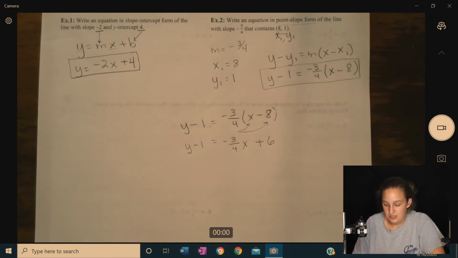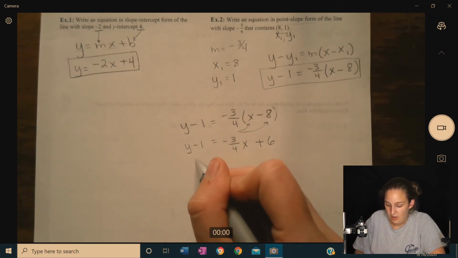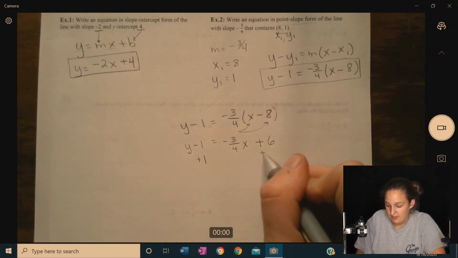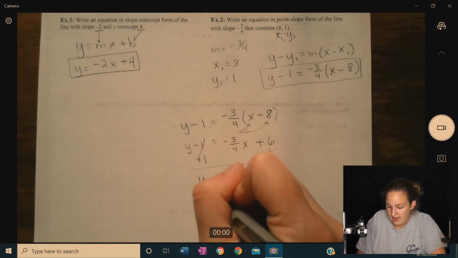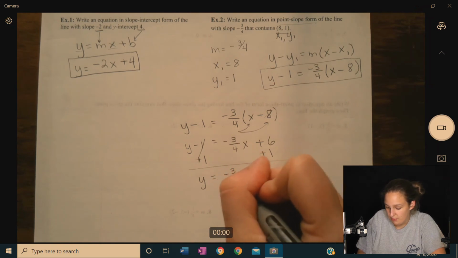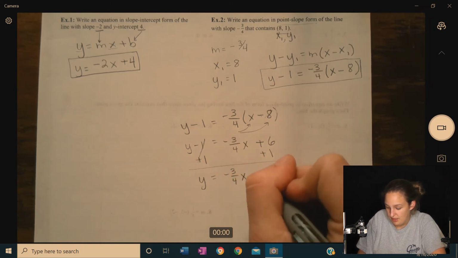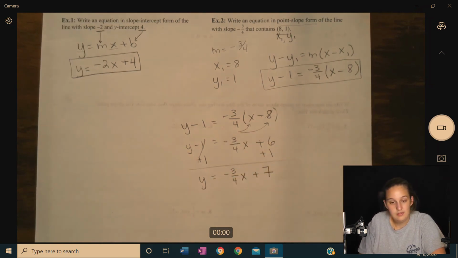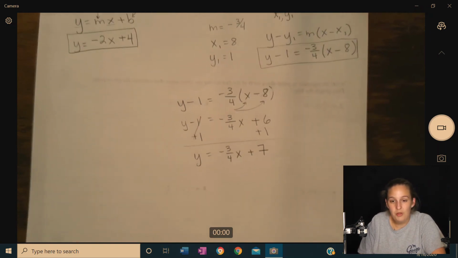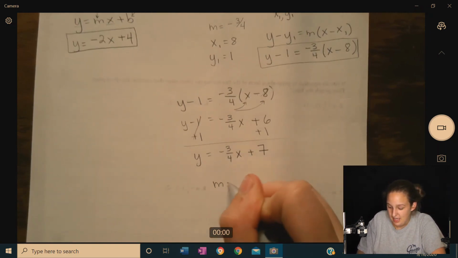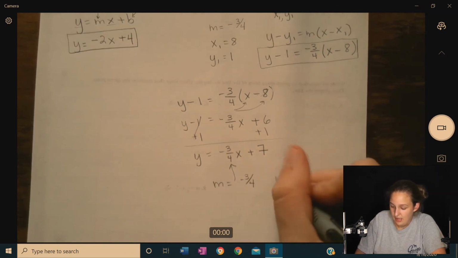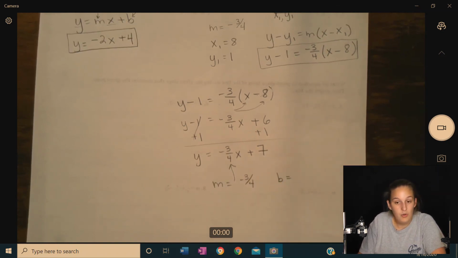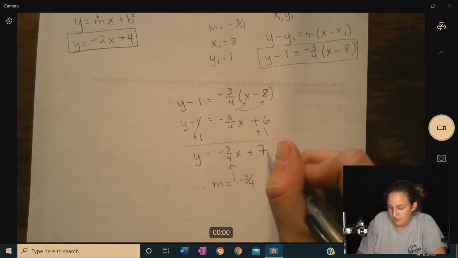Now, what we want to do is add our 1 because we want to get y by itself. So add 1 on both sides. So now we have y is equal to negative 3 over 4 x plus 7. And if we were going to pull information from this, m is going to equal negative 3 over 4, and b, which is our y-intercept, is going to equal 7.